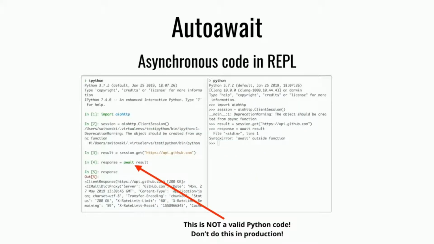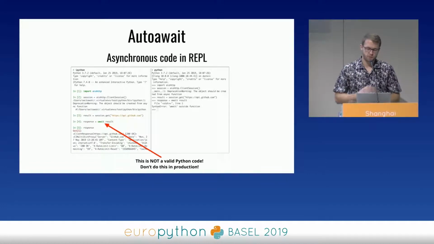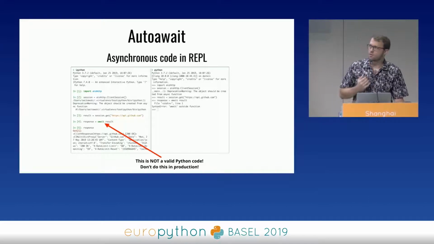And starting from version 7 of IPython, you can execute asynchronous code by using await wherever you want. So if you try to put await in a top-level scope in the standard Python REPL, you will get a syntax error. However, IPython has implemented some hacks to make it work. So if you're playing with some asynchronous code and you want to quickly await an asynchronous function, this is a great way to do this. Just keep in mind that this is not actually valid Python code, so just don't do this in production.